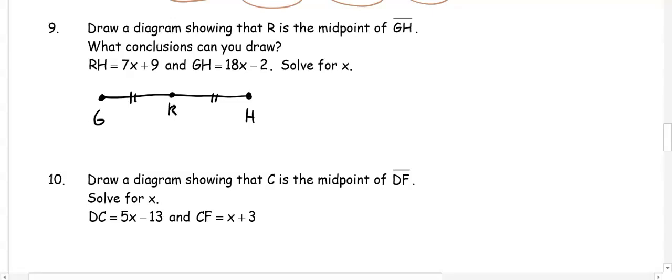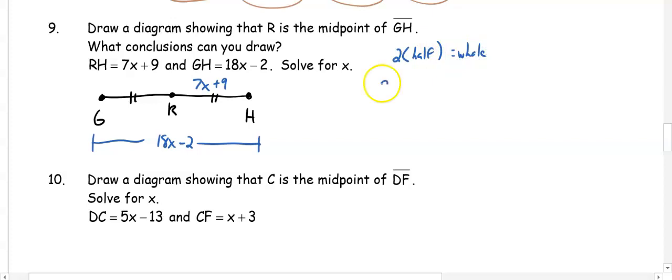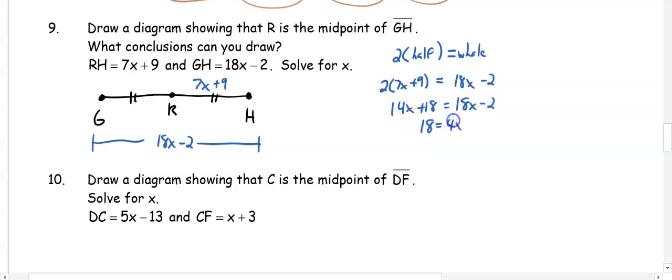So when we label here, we have that RH is 7x plus 9 and GH is 18x minus 2. So we have a half and a whole, so we need 2 halves of the line to equal the whole segment. So we have 2 times 7x plus 9 is equal to 18x minus 2. When we distribute, 14x plus 18 equals 18x minus 2. 18 is equal to 4x minus 2. 20 equals 4x. x is 5.